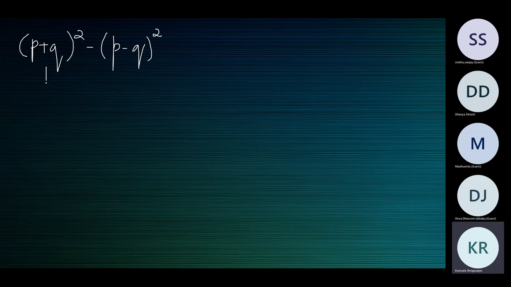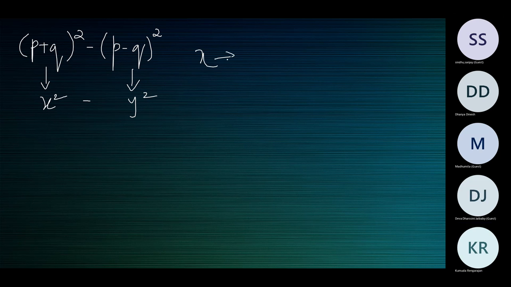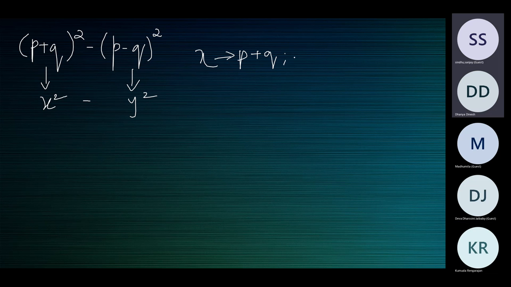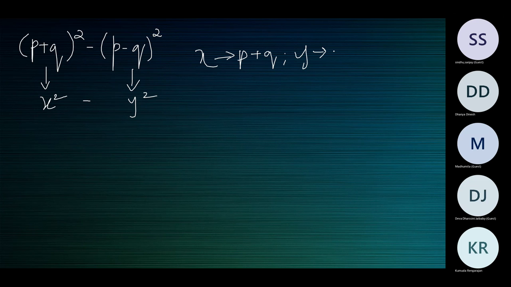So children, now this looks like x square. And this looks like y square. And this is the minus sign. So if you take away the square, that's the x term. Take away the square, that's the y term. So what is x? And what about y? P minus Q. P minus Q, ma'am. Very good. So what's the answer now?